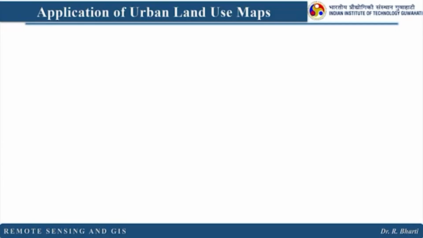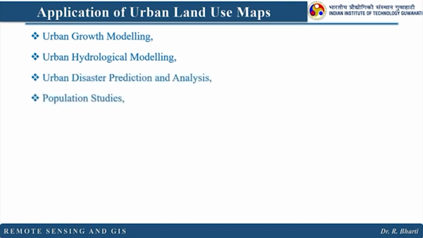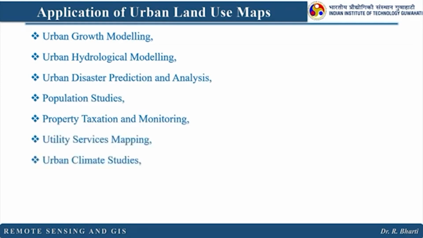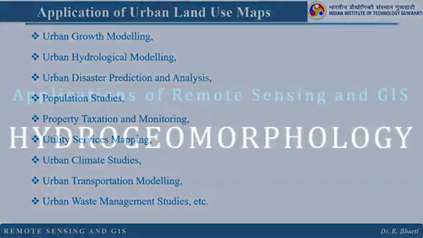So, there are several applications of urban land use maps, like urban growth modeling, urban hydrological modeling, urban disaster protection and analysis, population studies, property taxation and monitoring, utility service mapping, urban climate studies, urban transportation modeling, urban waste management studies, etc. So, these are a few potential areas where you can think of utilizing this remote sensing and GIS technique.